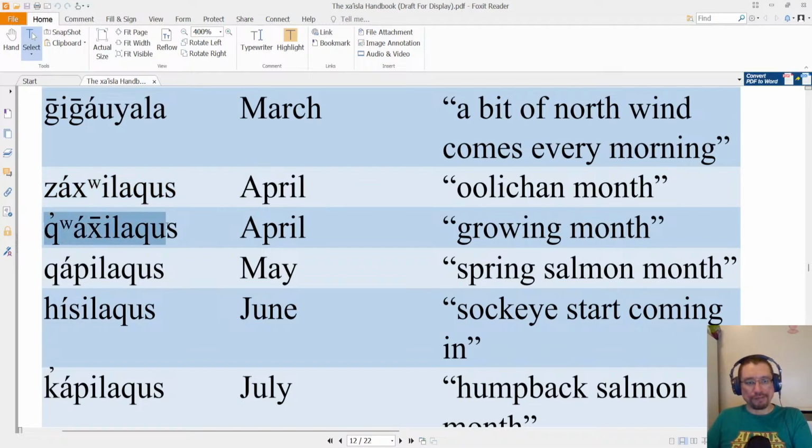And we also have xa'isla, which is also another name for April. And this means growing month. So xa'isla basically means to grow. My understanding is that xa'isla is the first half of April, and xa'isla is the second half of April.